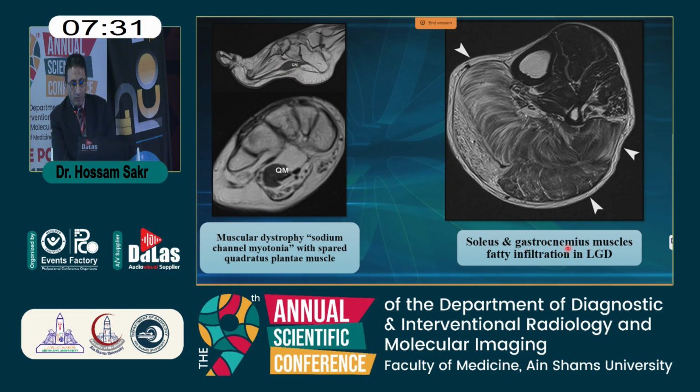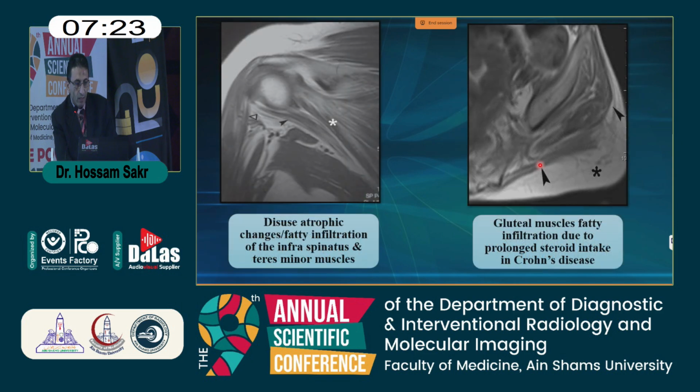Soleus and gastrocnemius muscle fatty infiltration in limb-girdle muscular dystrophy, with high signal within the muscle. Disuse atrophic changes or fatty infiltration of the infraspinatus and teres minor muscles. Gluteal muscle fatty infiltration due to prolonged steroid intake in a case of Crohn's disease.